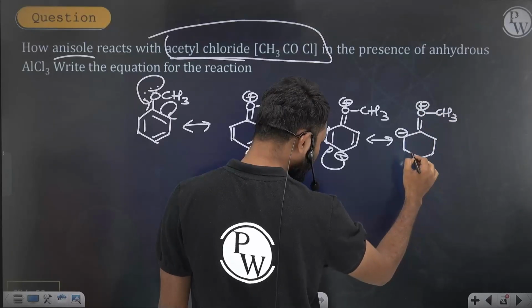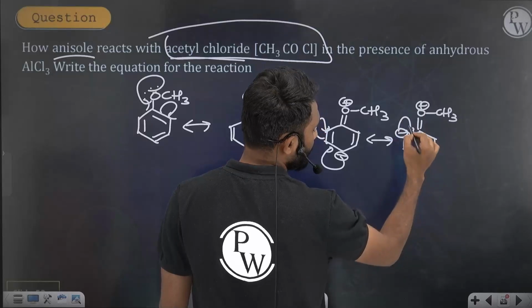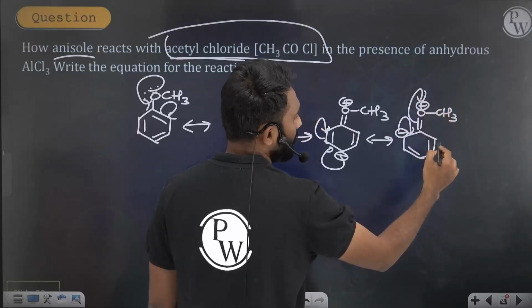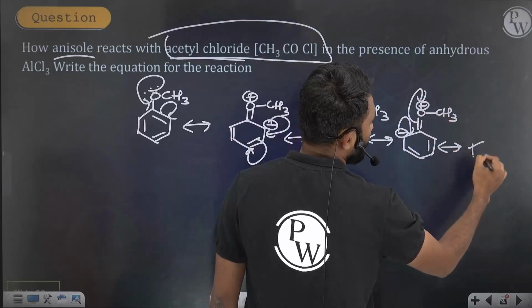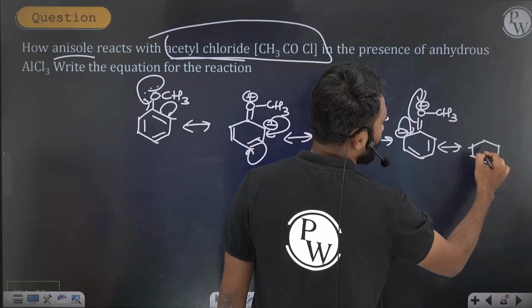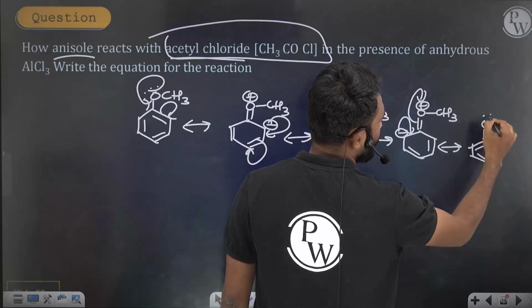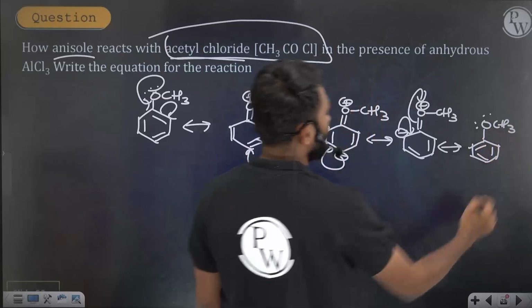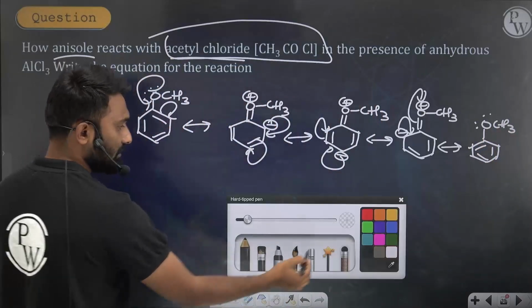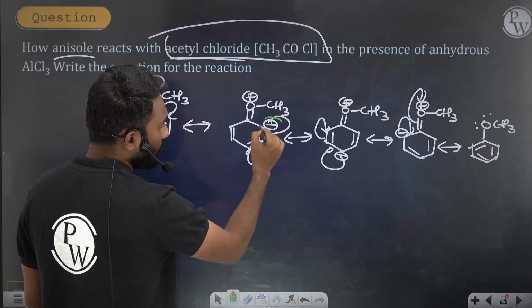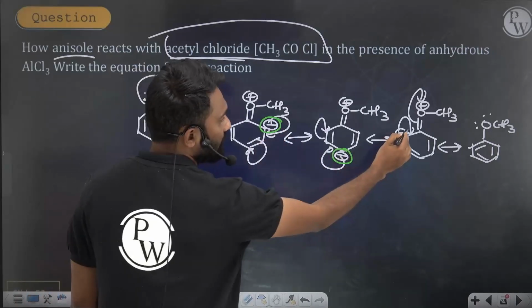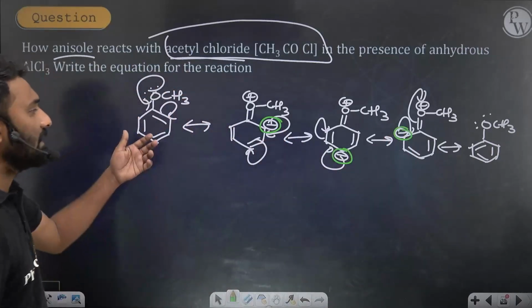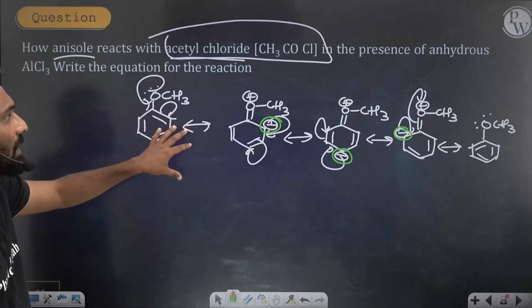Now here the double bond. Again this negative charge will be delocalized and the pi bond will be delocalized here. Now you can notice where you have seen the charges: one at the ortho position, one at the para position, one at the ortho position. It is increasing the electron density at the ortho and para positions.